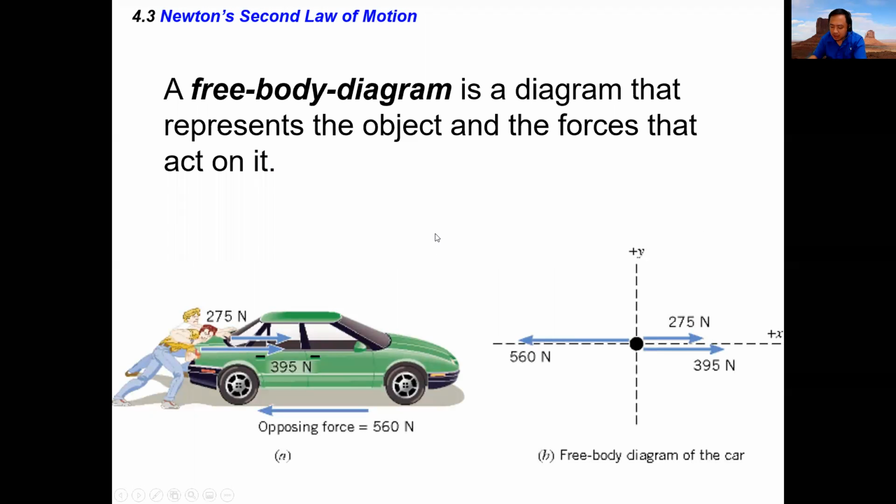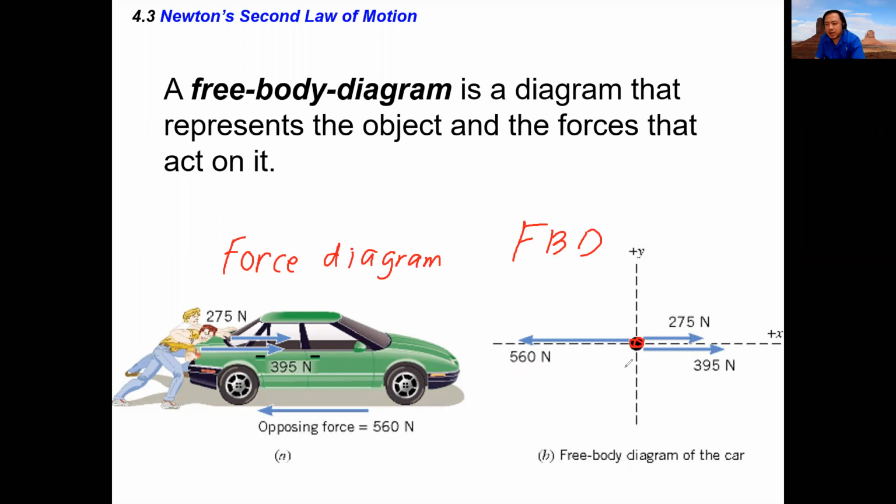Now in Newton's second law, it's important to draw a free body diagram or FBD. So what is a free body diagram? A free body diagram is a diagram that represents the object and the forces that act on it. The actual forces acting on a body make up a force diagram. You can convert a force diagram into a free body diagram by having the object as a dot, usually at the origin of the coordinate axis.